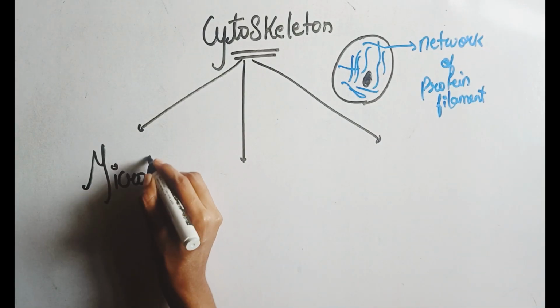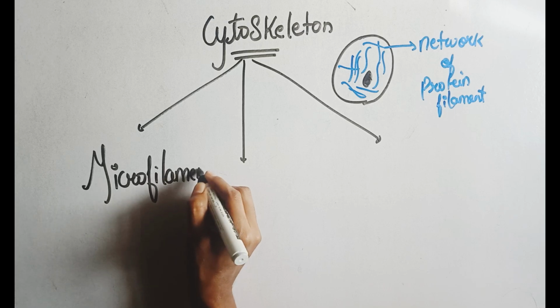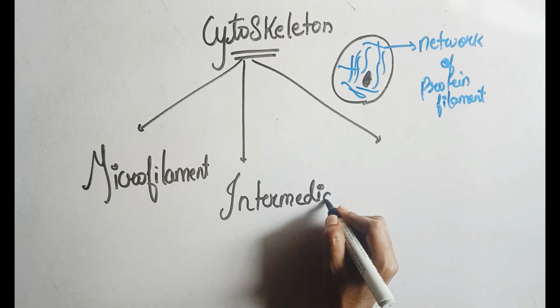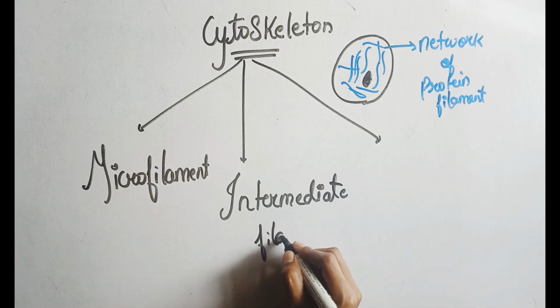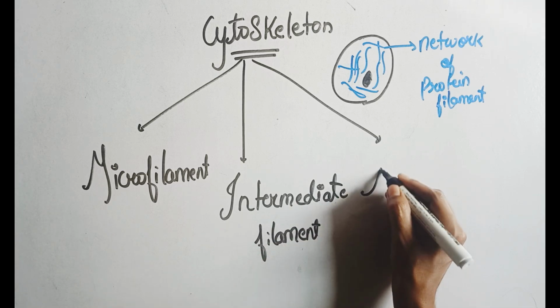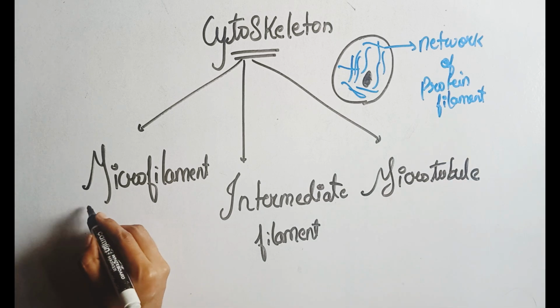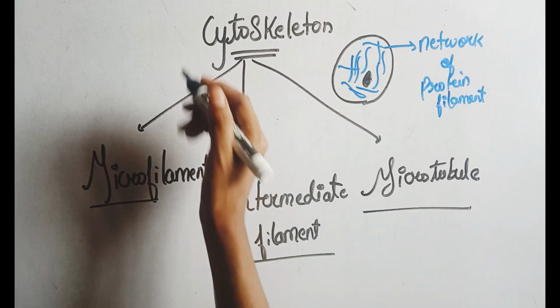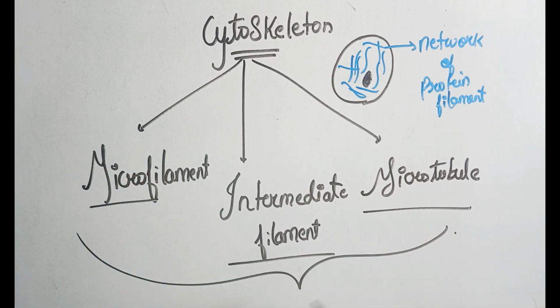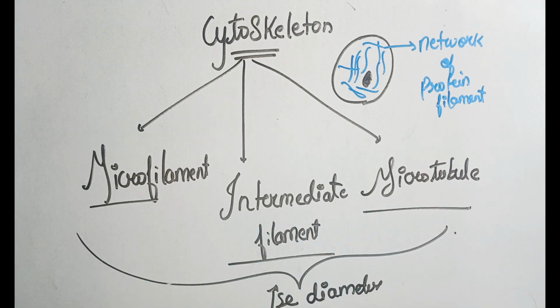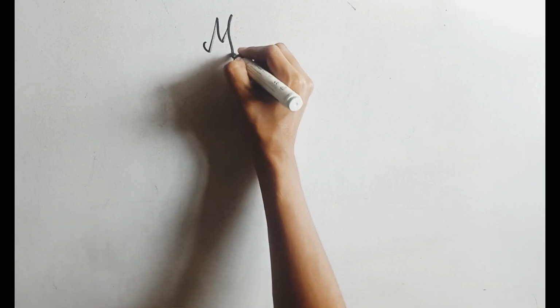There are three types of cytoskeleton. First is the microfilament, another is called the intermediate filament, and the last is called the microtubule. Microfilament, intermediate filament and microtubule are classified according to increasing diameter. So one by one, let us discuss this cytoskeleton in detail. The first is the microfilament.